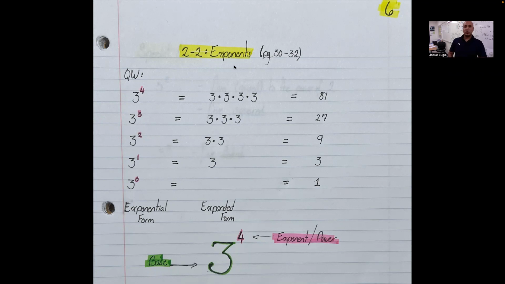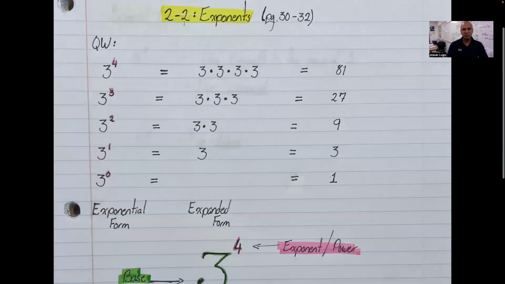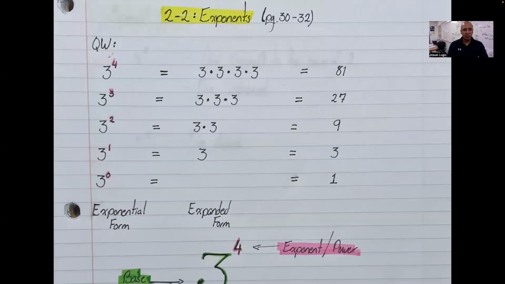Now, when dealing with exponents, all you need to remember is that an exponent indicates repeated multiplication. As we can see here on our notes, and I do encourage you to copy down this table, an exponent will always be a smaller number to the right of and on top of another number, like we see here, 3 raised to the power of 4.